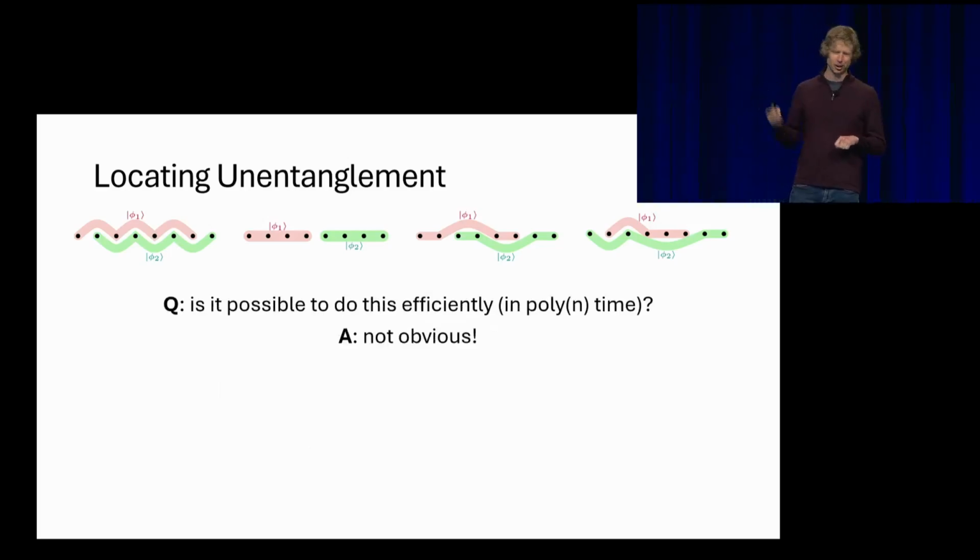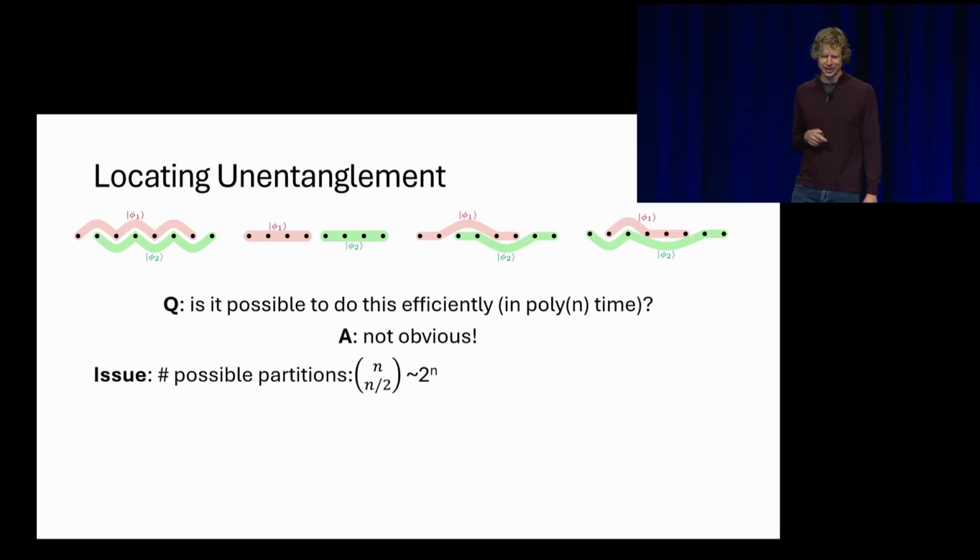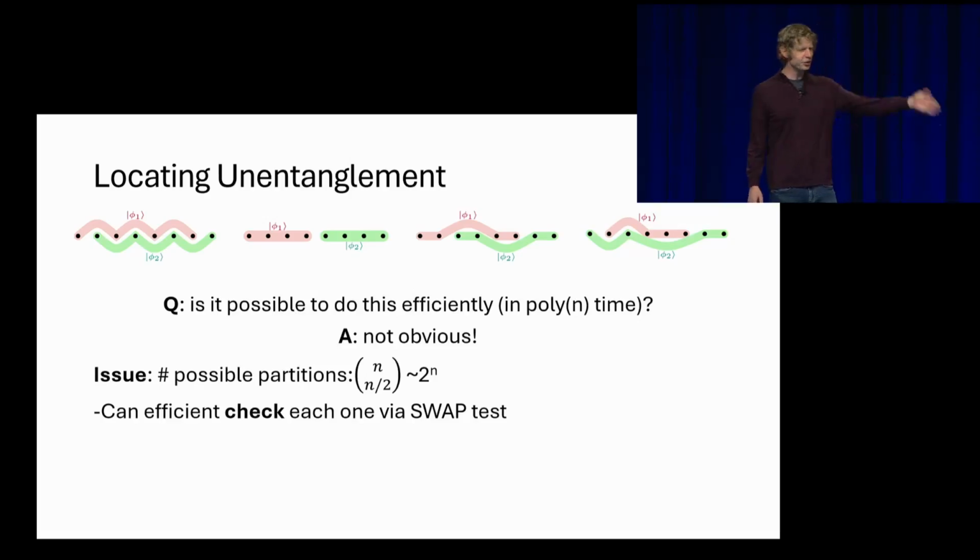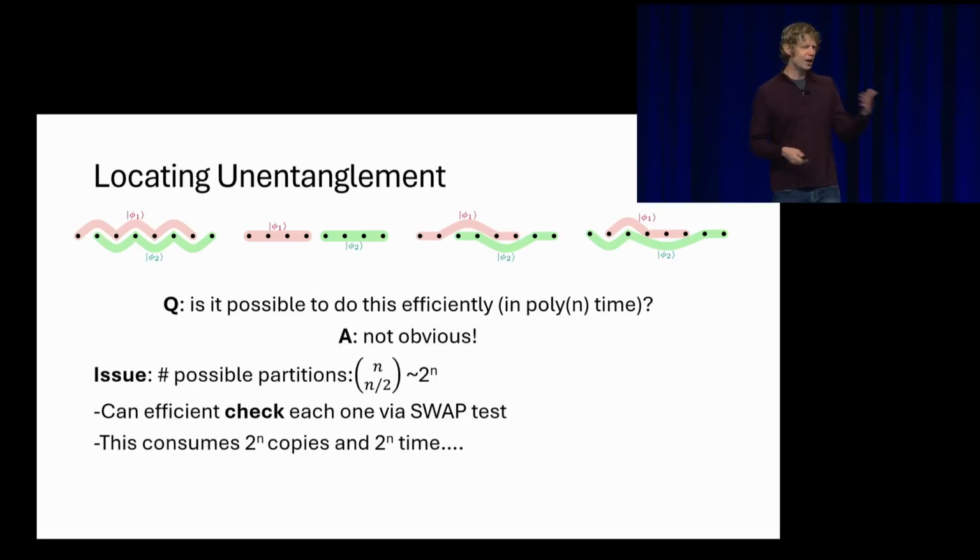That is to say, given polynomially many copies of the state psi, can you tell which qubits are phi1 and which qubits are phi2 in polynomial time? The answer to this is really not obvious. The reason is that the number of partitions of n into two equal size sets scales exponentially in the number of qubits. And even though you can efficiently check each candidate partition with a few copies via a swap test, this algorithm to locate the cut consumes exponentially many copies of the state and takes exponential time. So this is not an efficient algorithm.